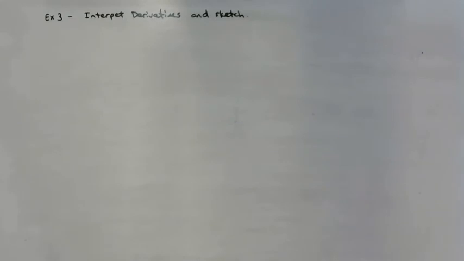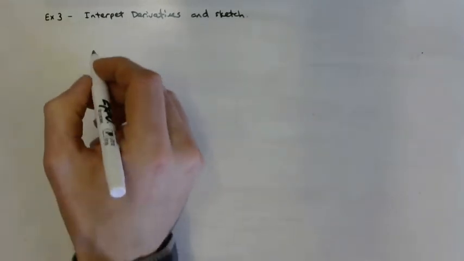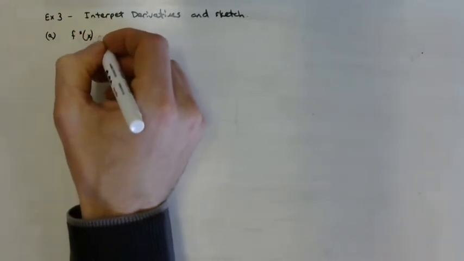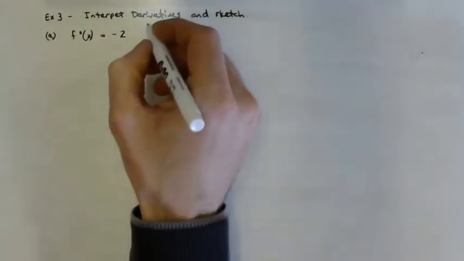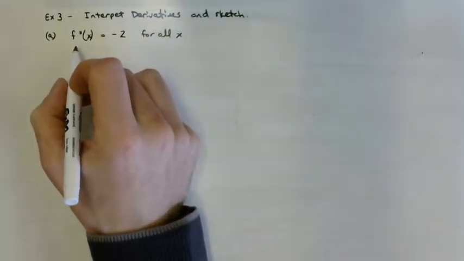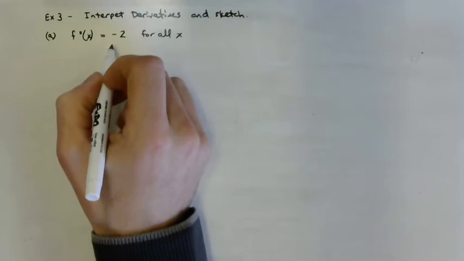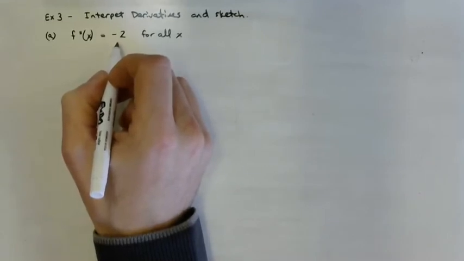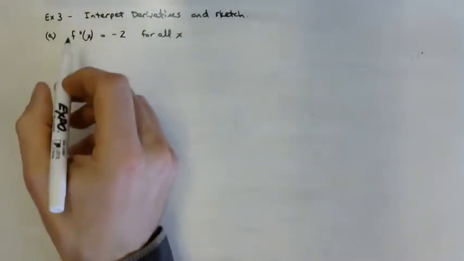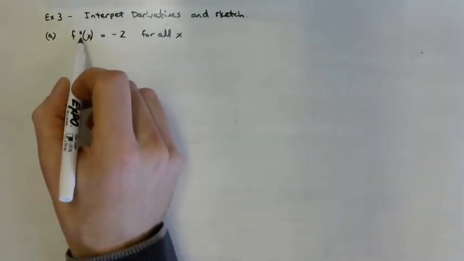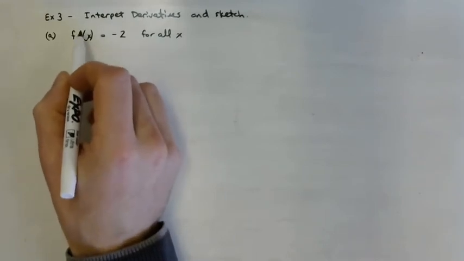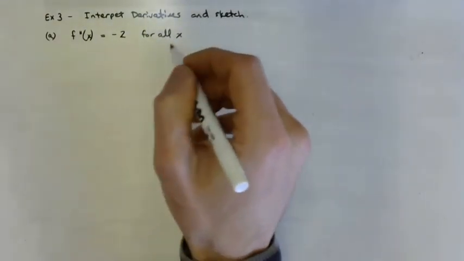In example 3, we interpret derivatives and sketch. So they give us just some conditions. The second derivative of f is -2 for all x. So it's a constant. The second derivative is constant, which tells us that the original will be a quadratic, because the first derivative will be linear. It'll have a variable, and the original then will be a quadratic because the degree drops by 1 each time.